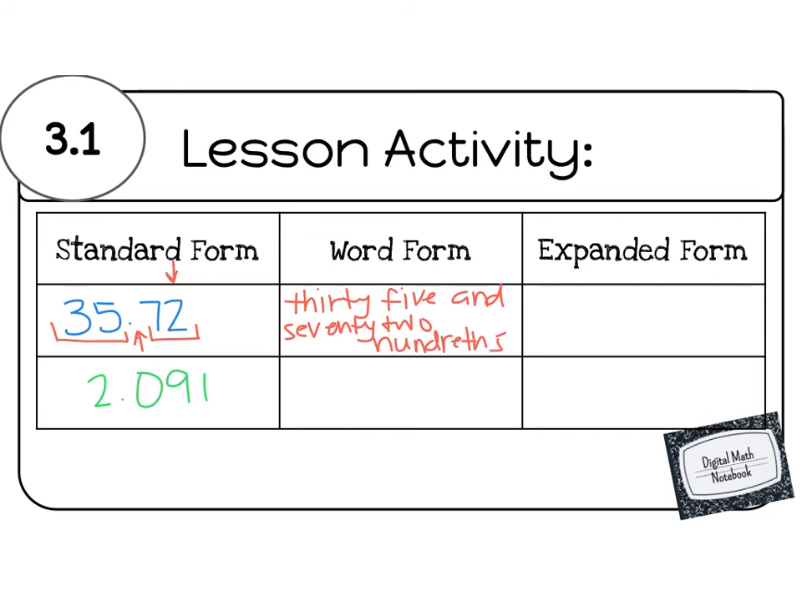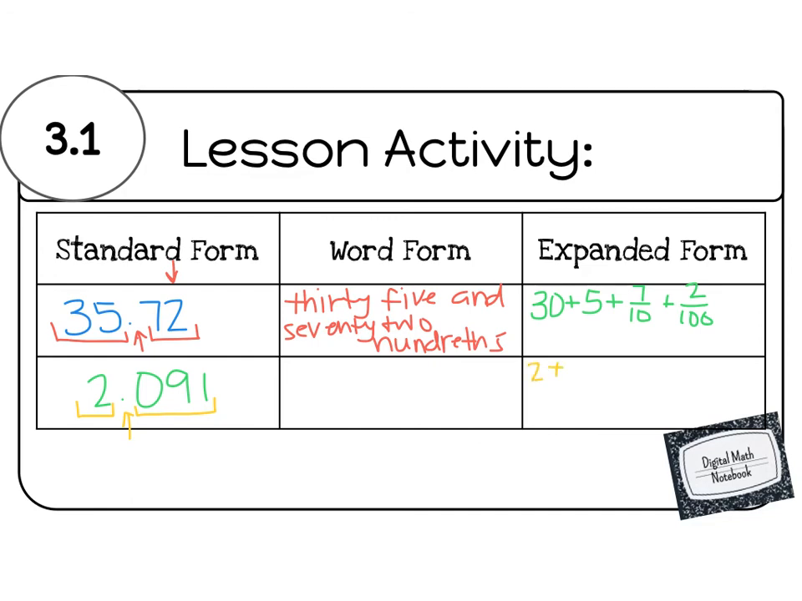Expanded form of this number means that we're going to write out each place value. So we have 30 plus 5 plus, let's do this one in fraction form, 7 tenths plus 2 hundredths. I'll get us started for the expanded form of the second number, and then you can do the word form on your own. Remember, we would say these together, then this number, then these three. So in expanded form, this would be 2 plus.